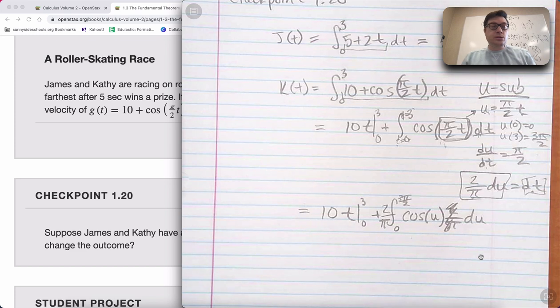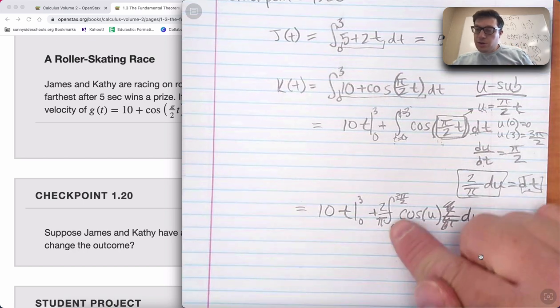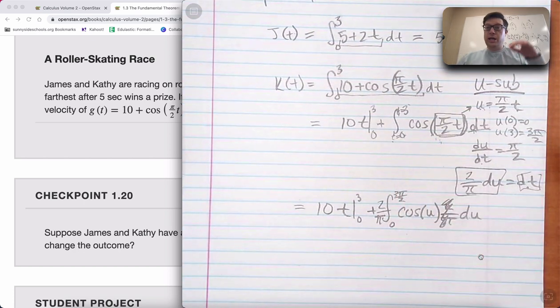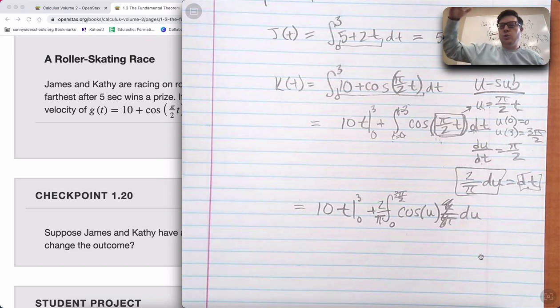In a u substitution, everything gets substituted with the u, which means that the argument inside cosine changes, the dt becomes a du, and you have to be clever about it. Also, the limits of integration were t values, and with the u substitution, we have to turn them into u values. Now I'm ready to apply the fundamental theorem of calculus to this whole thing.